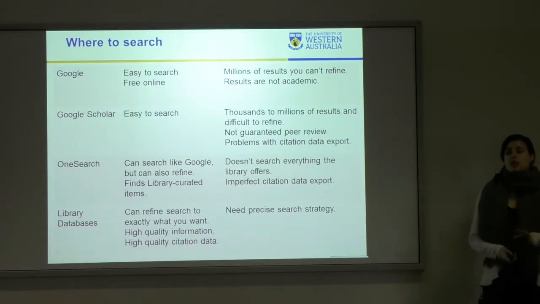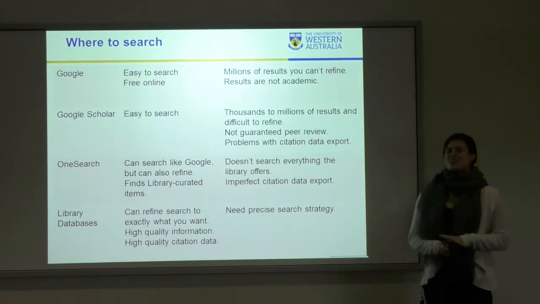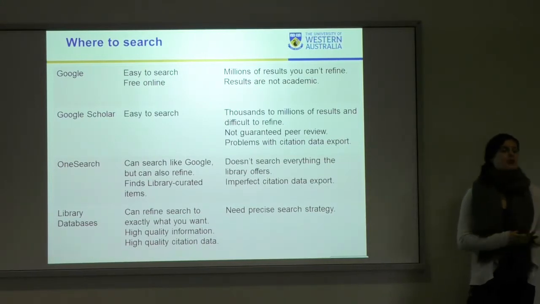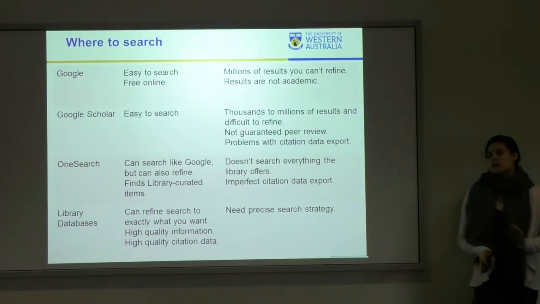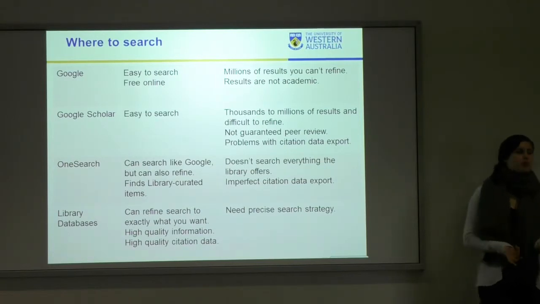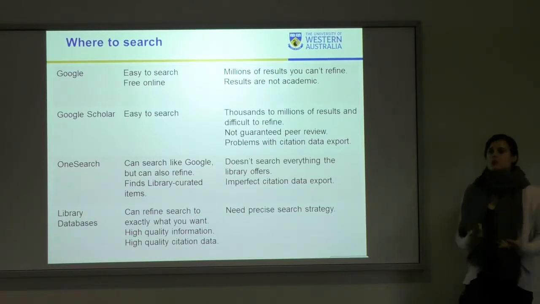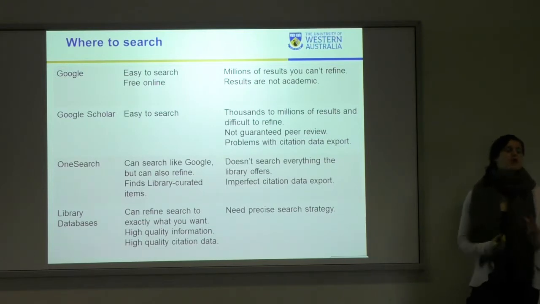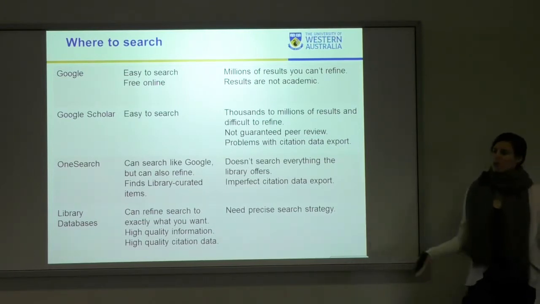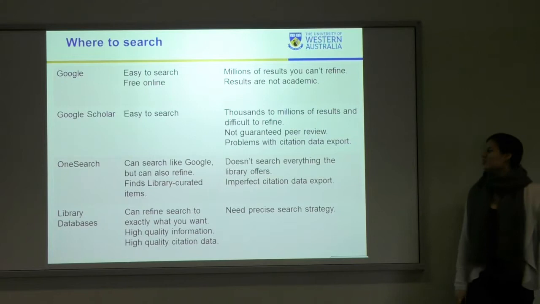So have you guys used the library search tool OneSearch? Most of you maybe not. So the difference with OneSearch is that although you can do a really quick search like Google, the information that you find through OneSearch has been curated by the library. So you're more likely to find high quality information through OneSearch because it's had a little bit of curation and selection rather than just Google Scholar, which is everything and anything.